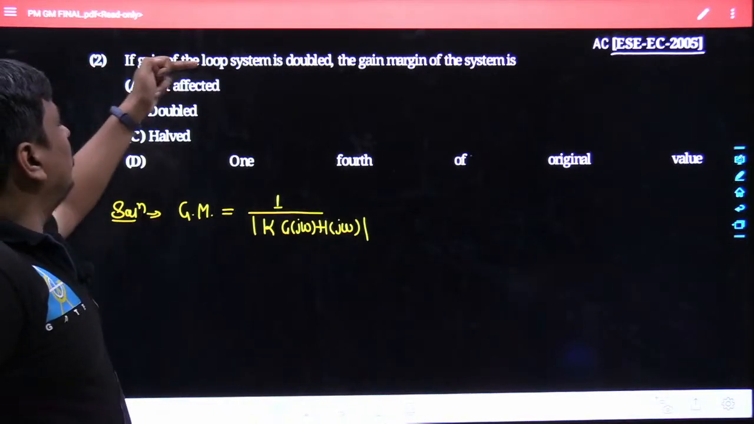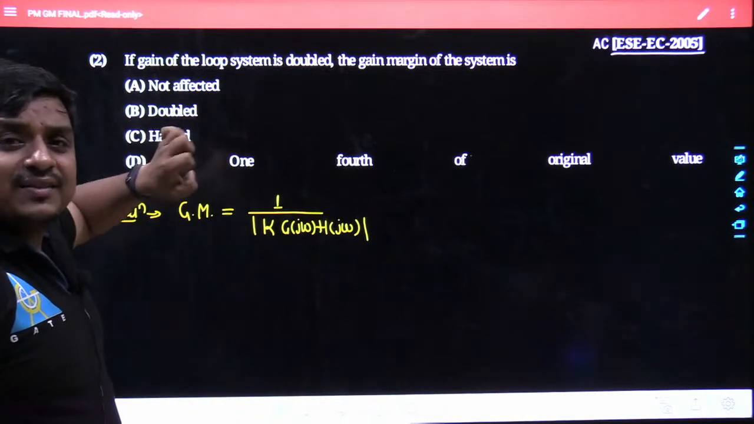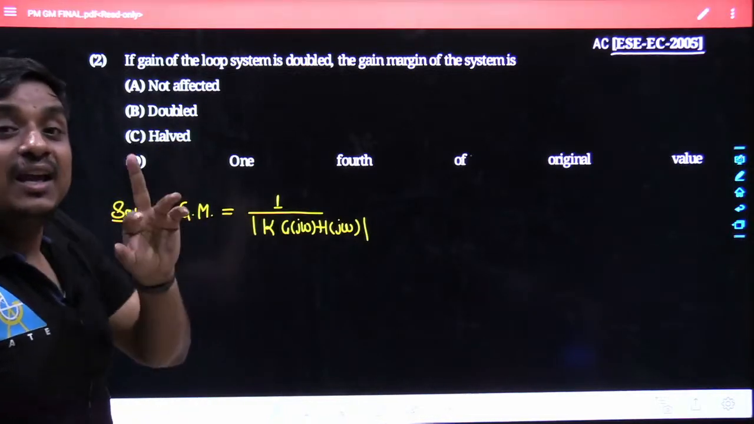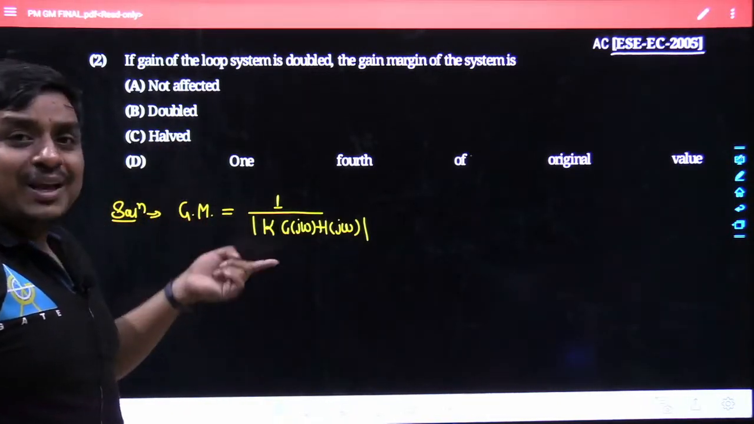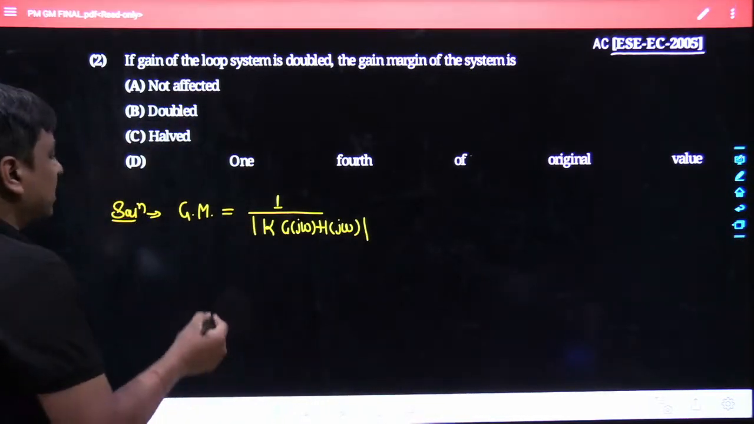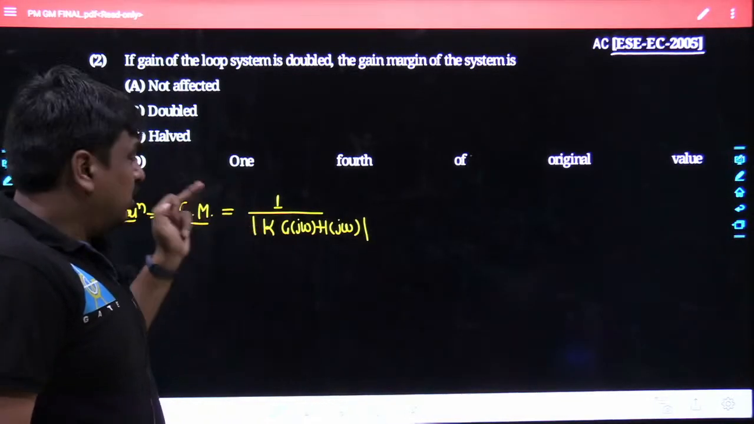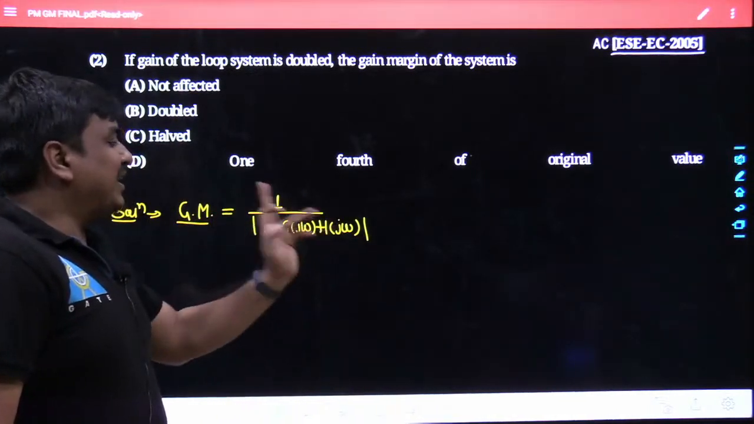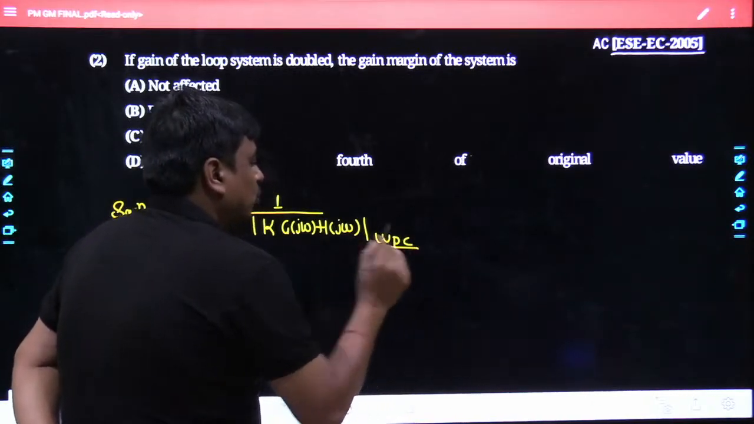If gain of the loop system is doubled, what does that mean? The rest of the components or parameters have not been touched, only the gain factor of the open loop transfer function has been touched. So may I know what would be the effect over the gain margin? Anyways, how is the gain margin calculated? The gain margin is equal to 1 divided by the modulus of k G(j omega) H(j omega) at omega equals omega pc.